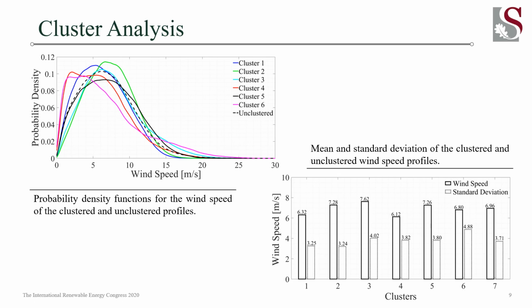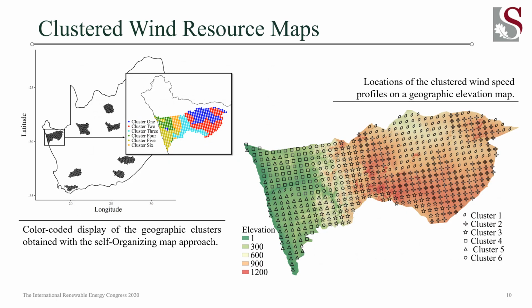In the next figure, we see the mean and standard deviations of the wind speed profiles associated with the clusters as well as the unclustered profiles. Here we can see that cluster 2 and cluster 5 exhibit similar means but different standard deviations. We also see that clusters 1 and 2 exhibit similar standard deviations but different means. Now this indicates that the clusters are distinct with reference to the mean and variable features of the constituent temporospatial wind speed profiles. Now finally we get to the wind resource maps.